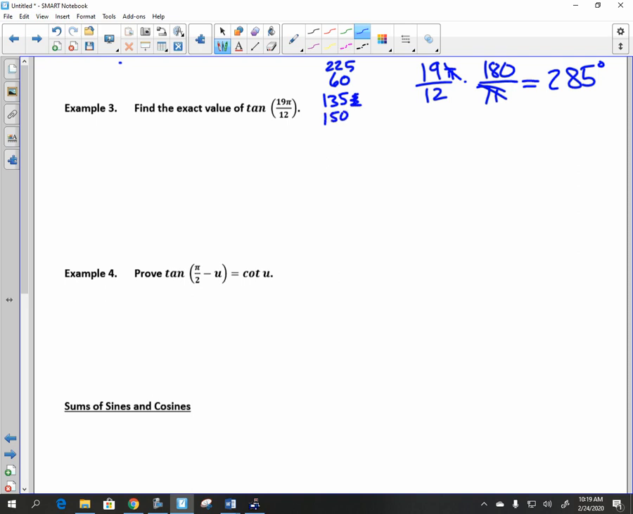$135 and 150? That would work, right? How about 45 and 240? 330 minus 45. 330 and 45. You got all sorts of options, don't you? Can I show you guys which one you should select?